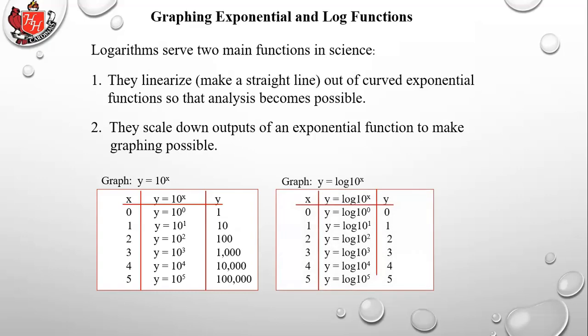Okay, so it's much easier to graph if you graph the log of that exponential. So the log of 10 to the x, and we recognize that at this point as being an inverse. So if you put in the values of 0 to 5 for x, you'll come out with the values of 0 to 5 for y. Now you can see that would be much easier to graph. That would be actually possible to graph x versus y on a graph. So that's why graphing a log actually does what point number 2 says, which is scale down the outputs of an exponential function to make graphing possible.